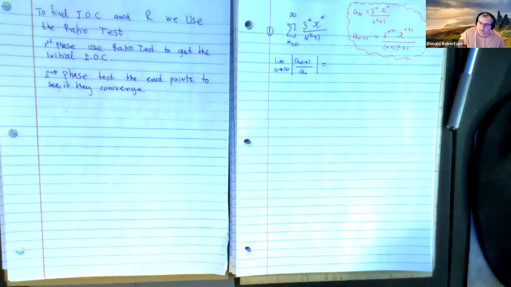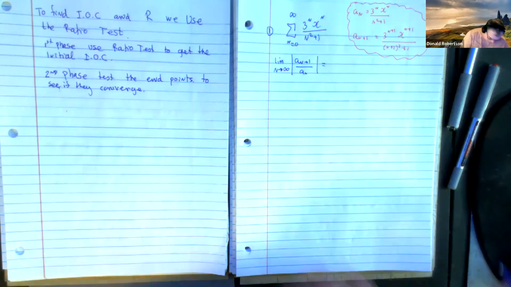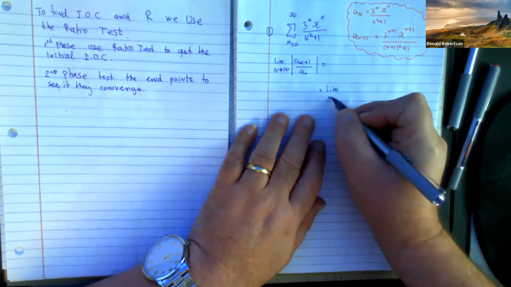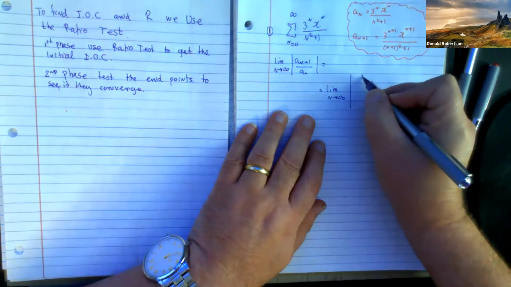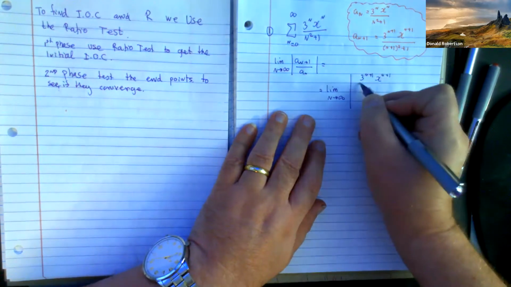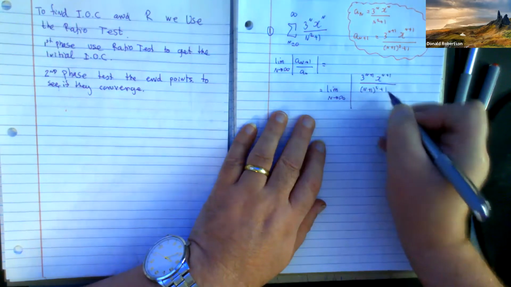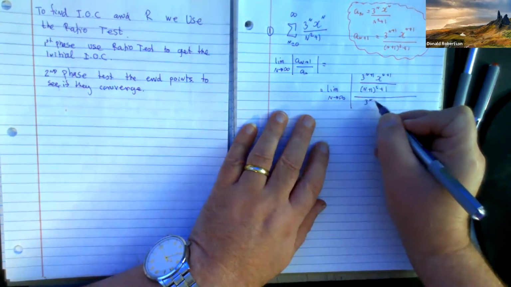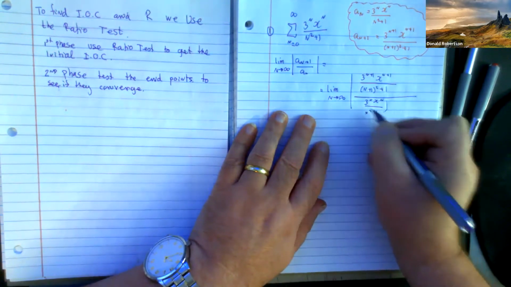Are you comfortable about what a_n and a_(n+1) are? Right, we've done ratio tests before. Okay, so let's see what we get. It's going to be the limit as n tends to infinity of 3 to the n plus 1, x to the n plus 1, over (n plus 1) squared plus 1, divided by 3 to the n, x to the n, over n squared plus 1.